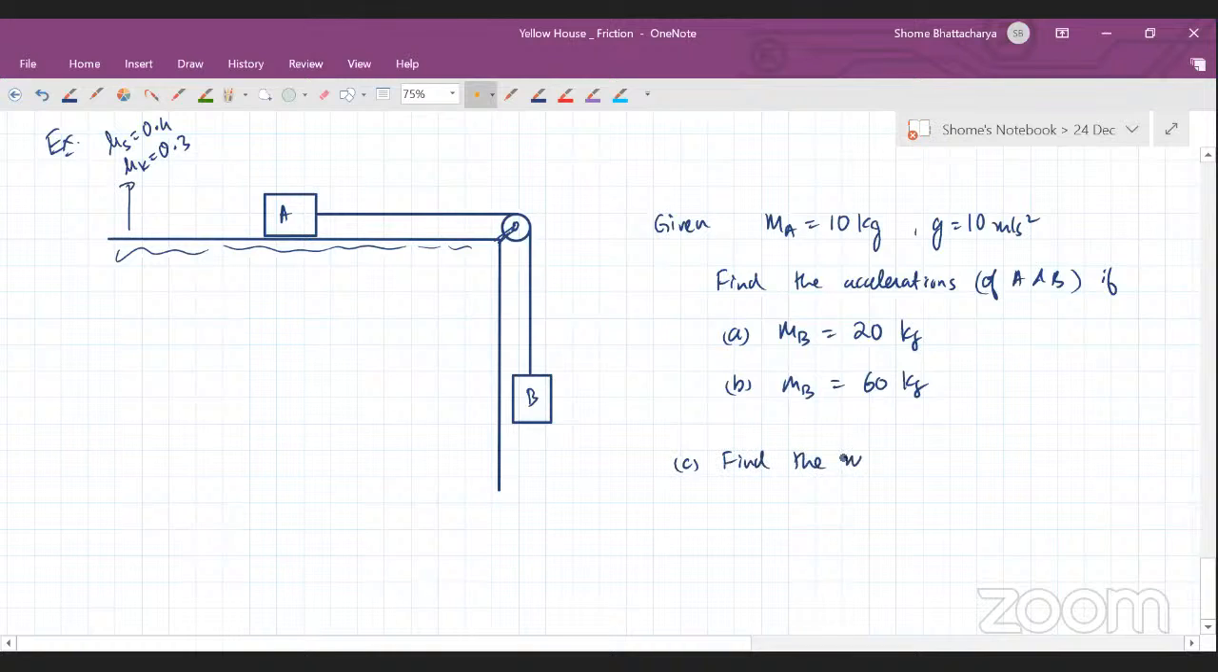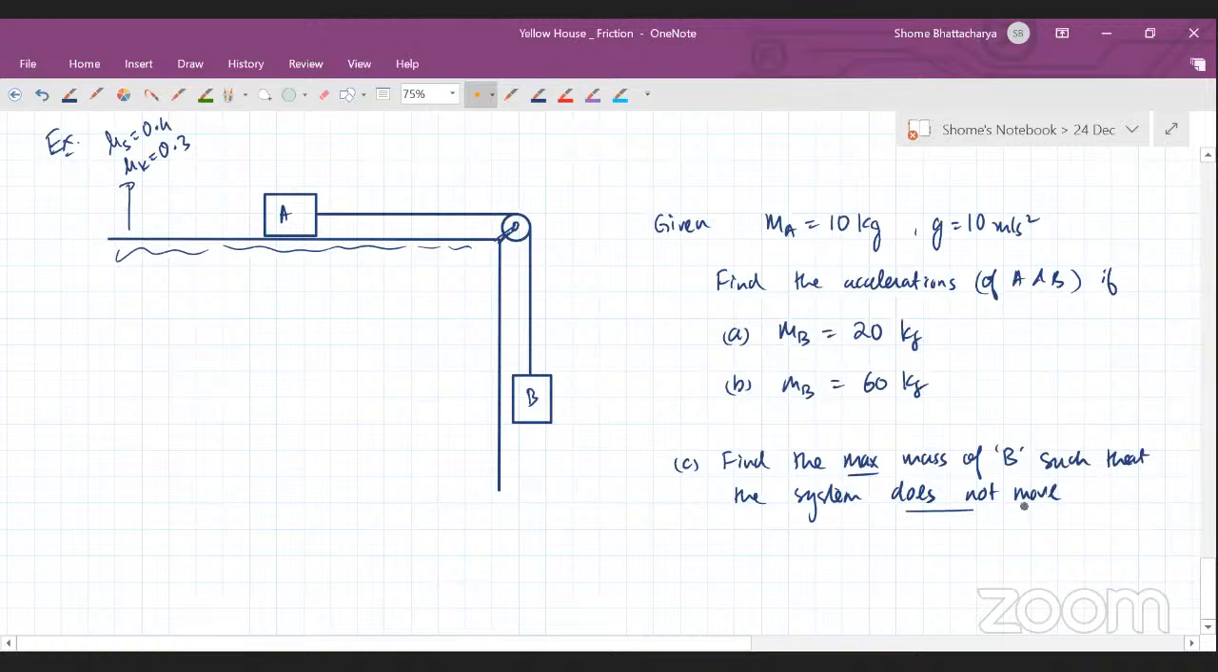And C part, find the minimum, or let's say find the maximum mass of B such that the system does not move. Okay, work this out quickly, people.